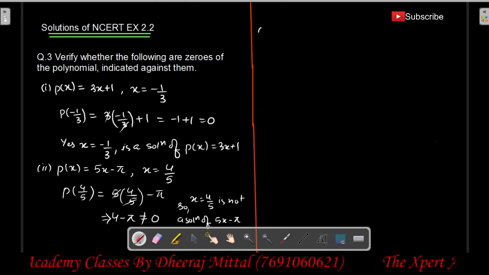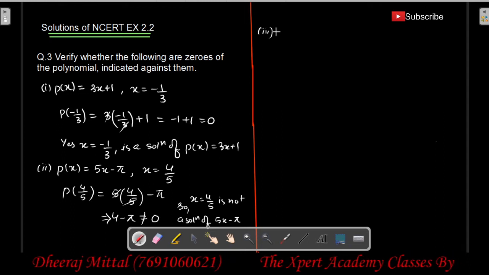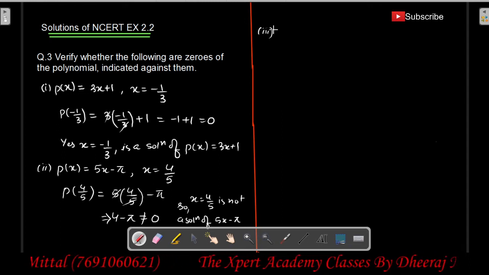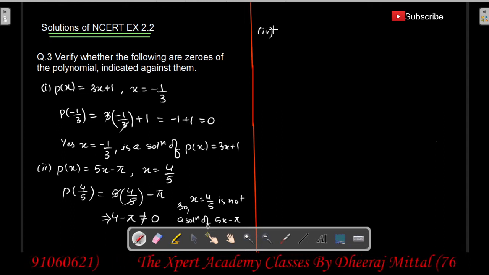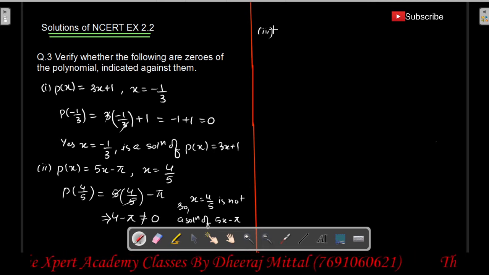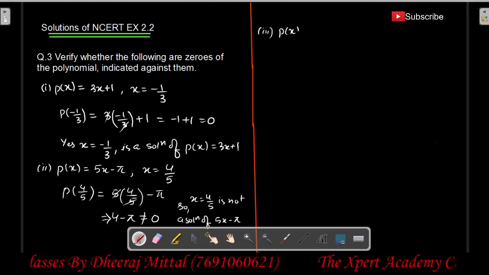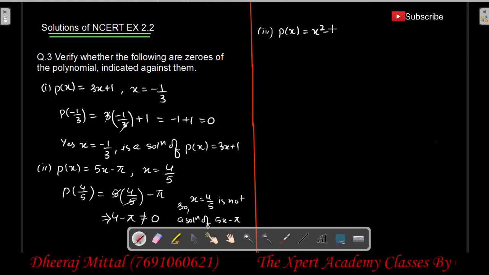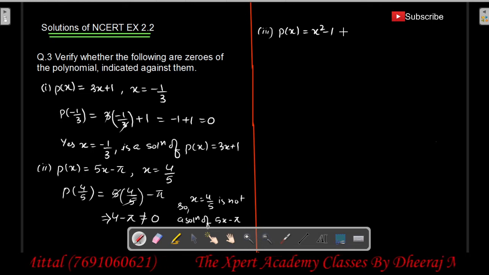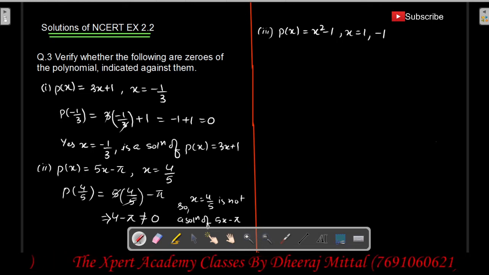So now third part is p(x) is equal to x square minus 1, that is x is equal to 1 or minus 1.